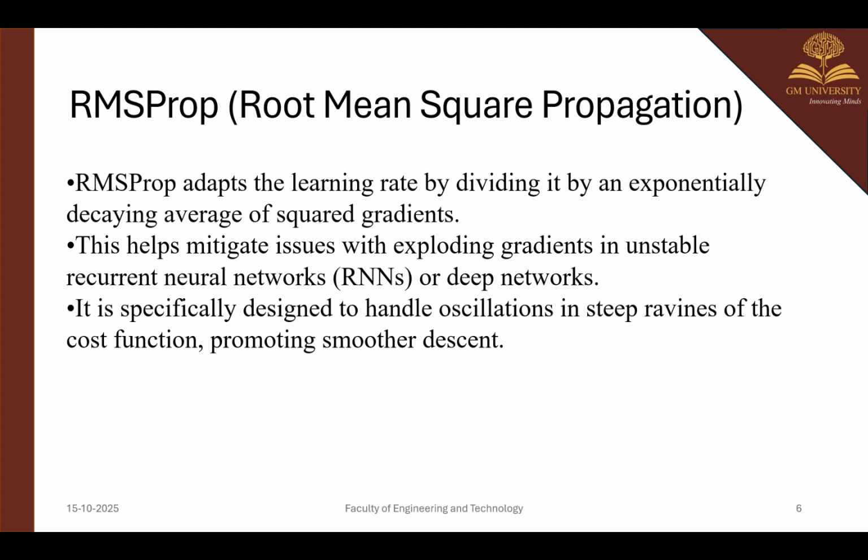Coming to RMSprop, root mean squared propagation adapts the learning rate by dividing it by an exponentially decaying average of squared gradients. In Adam we combine both, but here we divide by the squared gradients. This helps mitigate issues with exploding gradients in unstable recurrent neural networks, and it is specifically designed to handle oscillations in steep ravines of the cost function, promoting smoother descent.